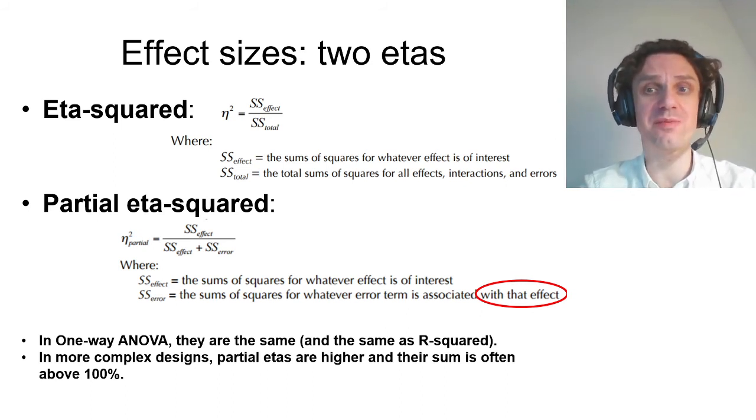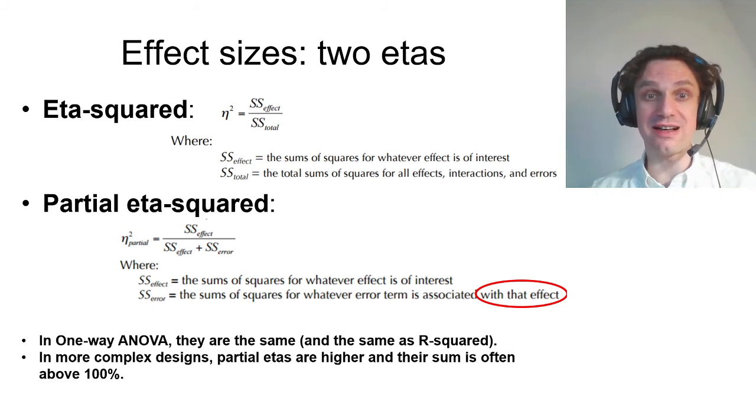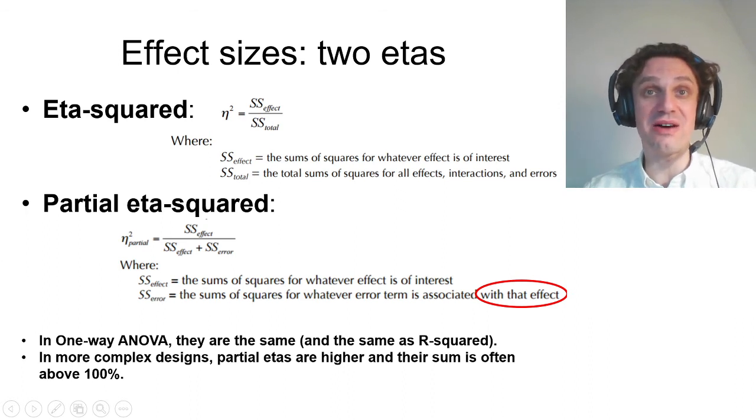That's why usually people prefer a version of eta that is called partial eta squared, where first we separate the variance of the dependent variable into portions that are associated with different effects. So here in the denominator, instead of the total effect, we only have the sum of squares for the error term associated with this particular effect. That's why partial eta squared can be interpreted as the strength of our effect relative to error. And it's more informative.